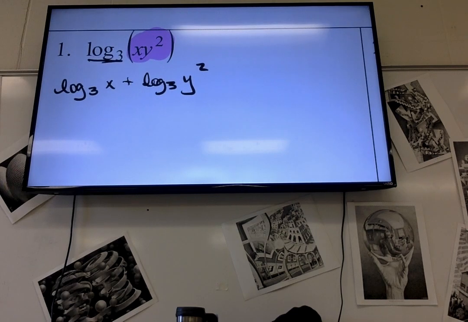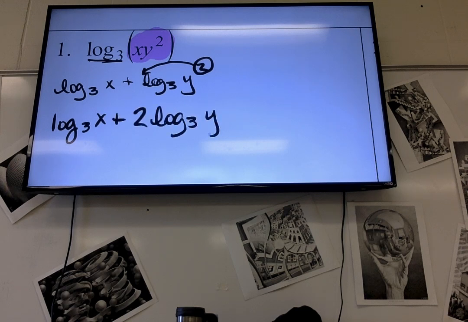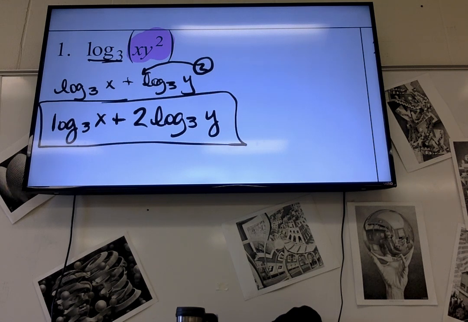So then this squared, what do I do with that? Yeah, if you have a squared, that's a power, you can change it and make it out in front. So you have log base 3 of x plus 2 log base 3 of y. So that's it expanded. This just looks like a bunch of gibberish.